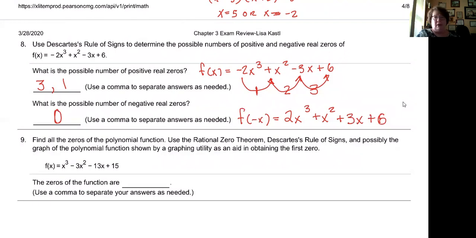Now, the advantage of Descartes' rule of signs is, looking at this, I could determine the possible rational zeros. It would be factors of 6 over factors of 2. But I don't need to plus or minus anything because none of the zeros are going to be negative. So all the possible rational zeros that I would test would be positive numbers because no zeros are going to be negative.